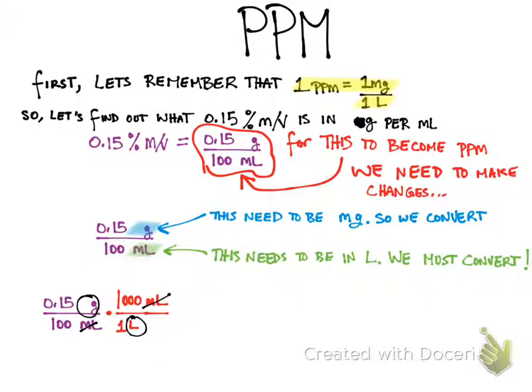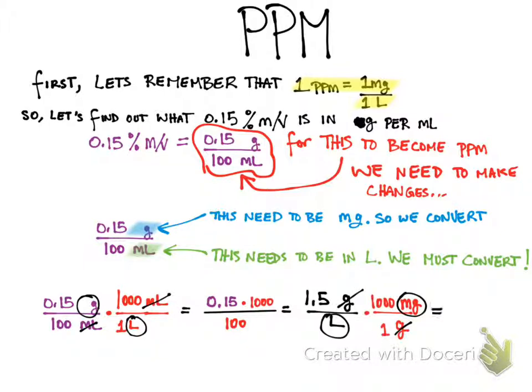So that way, we've already made one change. We've converted milliliters into liters. So let's just go through with this to see how many grams per liter this is. So I multiply 0.15 times 1,000 and I divide by 100, and this gives me 1.5 grams per liter.